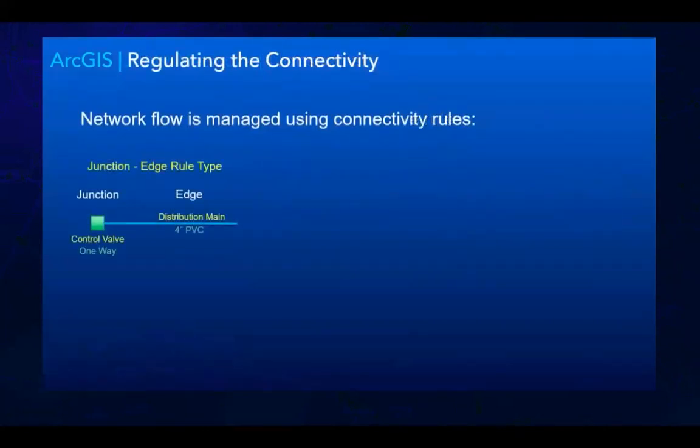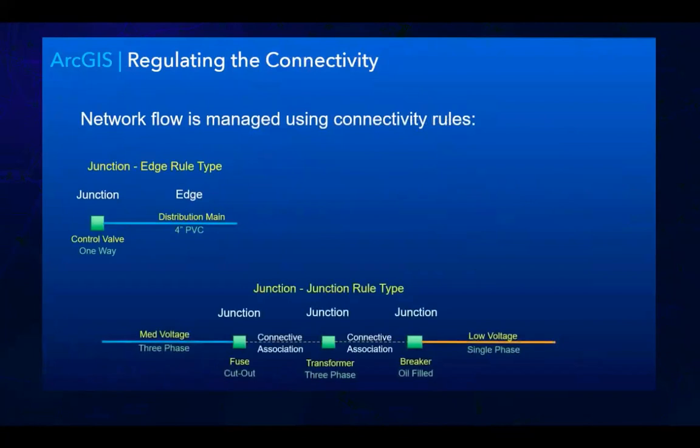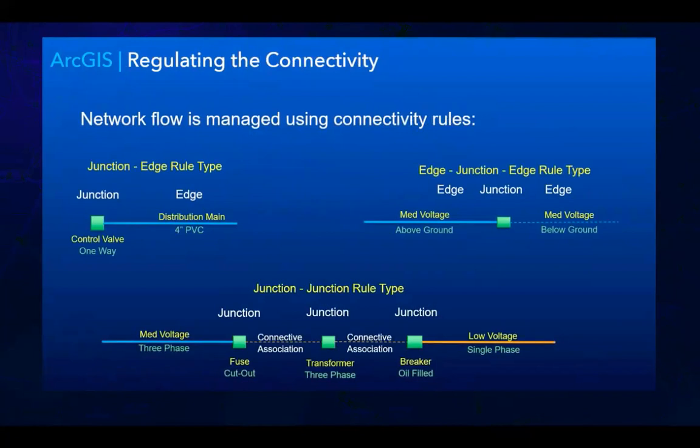So let's go ahead and take a look at connectivity rules. There are three types of connectivity rules. First is a junction edge rule. And junction edges enable us to connect a point feature, junction, to a linear feature, edge. And that junction is defined by both its asset group and asset type. Same thing with the edge, asset group, asset type. So it gives us a high degree of regulation to make sure that our data has the highest quality and most rigor for editing and validation.